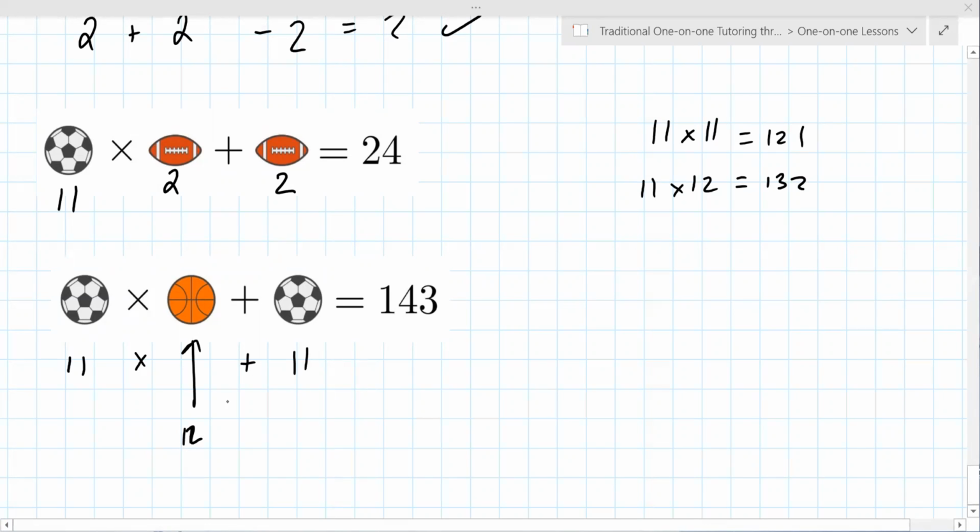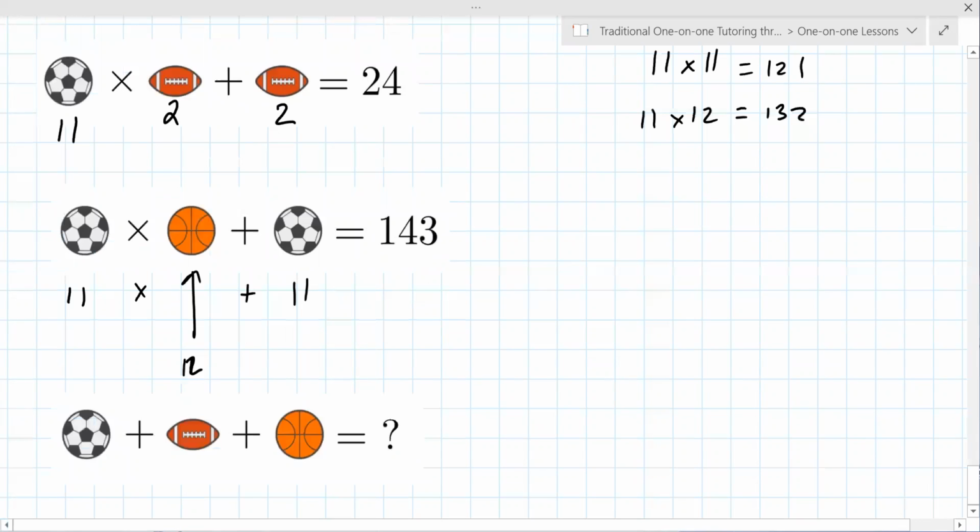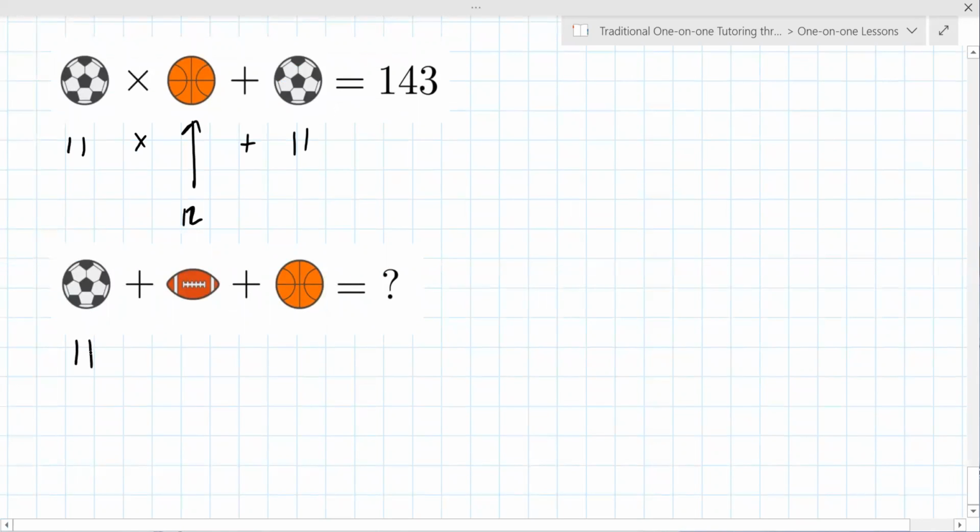And then the final line here is to take your previous values and combine them. Let me snip that in and see if you can come up with it. The value of the soccer ball was what? 11. The football was 2, and the basketball is 12. So 25. 25, perfect.